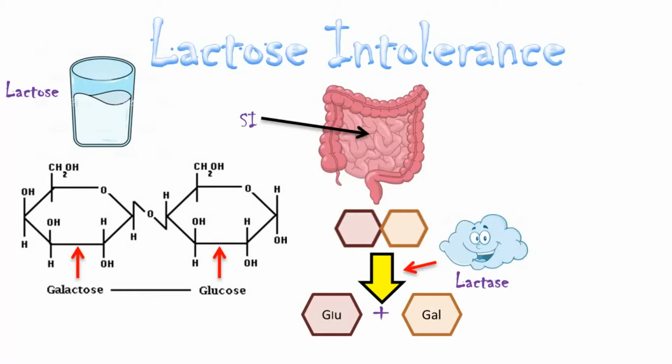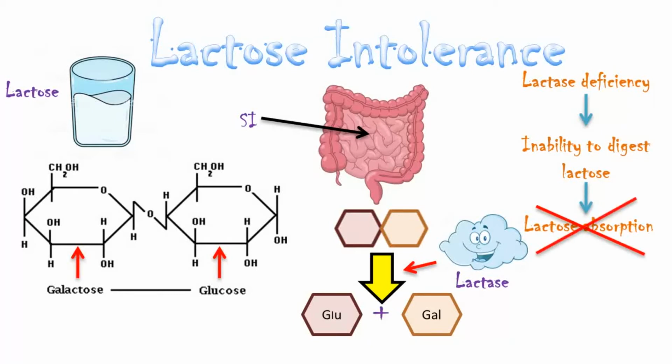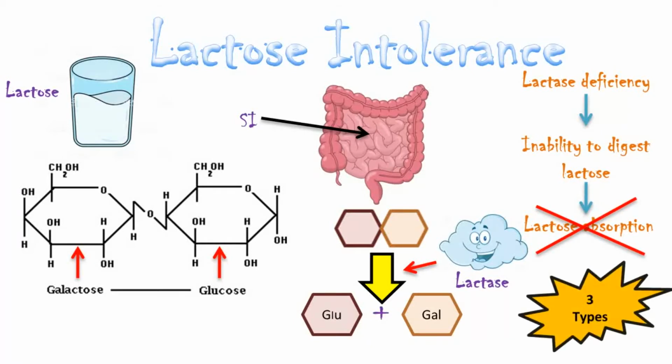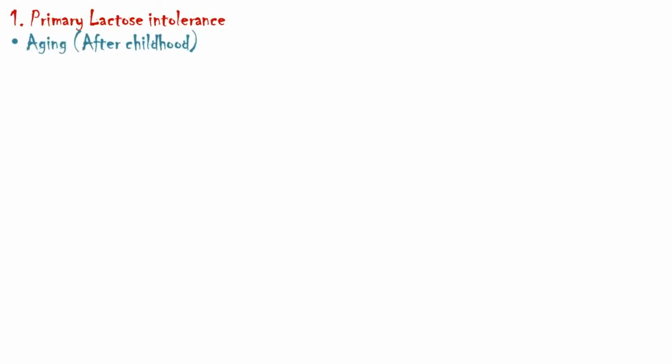Deficiency of lactase causes inability to digest lactose, which is known as lactose intolerance. There are 3 types of this disease, depending on the underlying cause. Primary lactose intolerance occurs mainly due to aging. Usually begins after childhood. Lactase secretion reduces as the age increases.